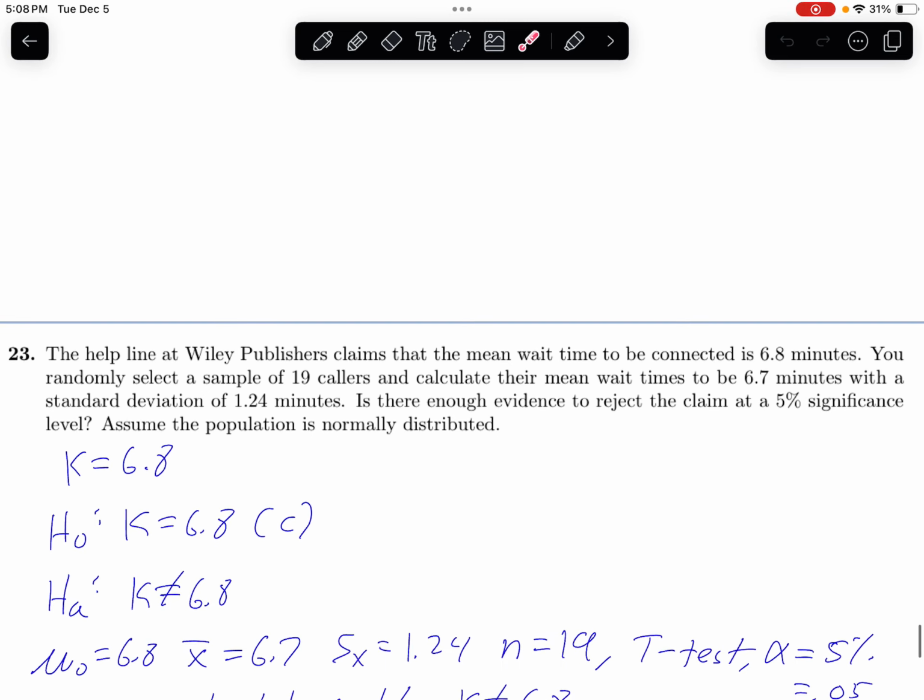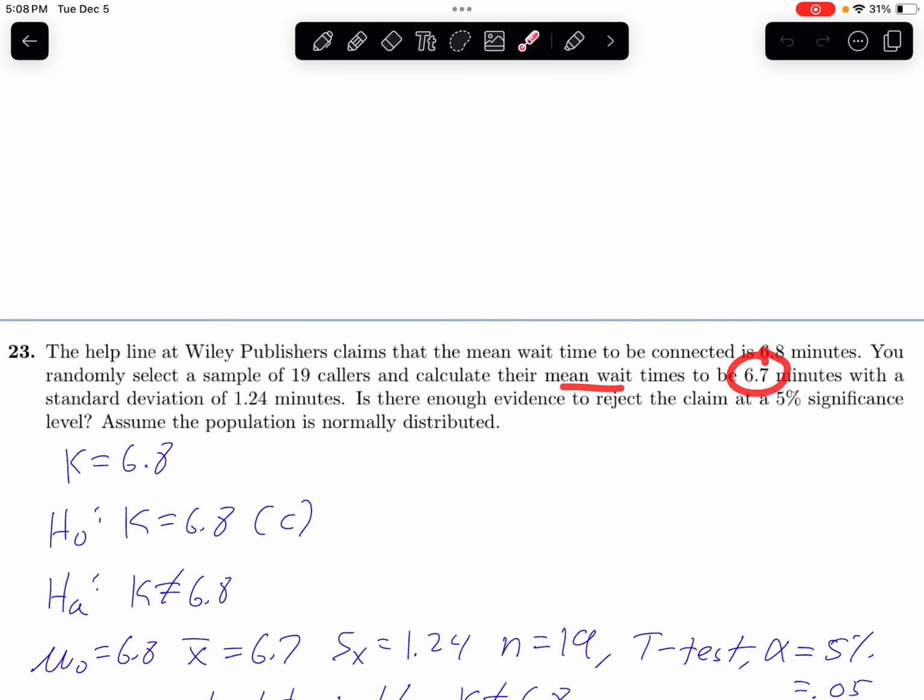So from here, we want to highlight and identify the main components. Our mu naught is our claim value, 6.8. n is equal to 19. That's the sample size. The mean wait time is 6.7. This is the measured statistic. And the standard deviation that was calculated is equal to 1.24. And then 5% is our level of alpha. So that is all this over here.